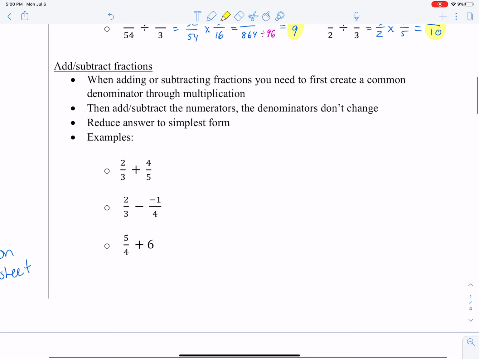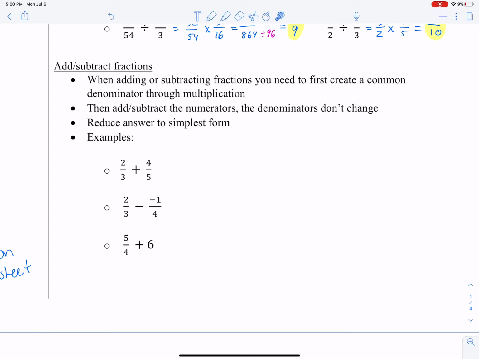Next, we move on to adding and subtracting fractions. So this is often where people really struggle. So if we're adding or subtracting fractions, the first thing we need is a common denominator. Okay, we can't add fractions that don't have the same number on the bottom. Okay, so let's do that first.